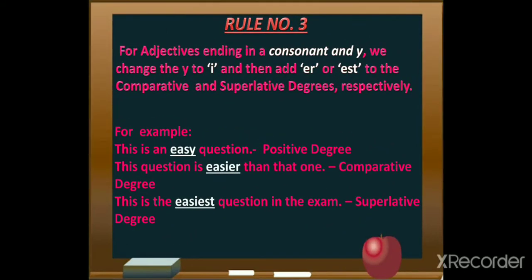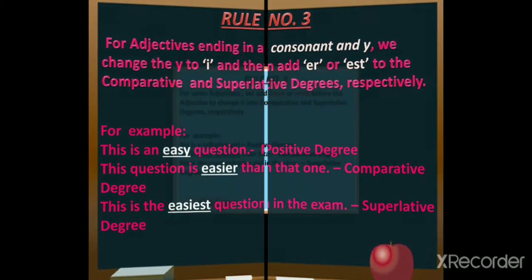Rule number 3. For adjectives ending in a consonant and Y, we change the Y to I and then add ER or EST to form the comparative and superlative degrees respectively. For example, this is an easy question. Easy is in positive degree. This question is easier than that one. Easier is in comparative degree. This is the easiest question in the exam. Easiest is in the superlative degree.